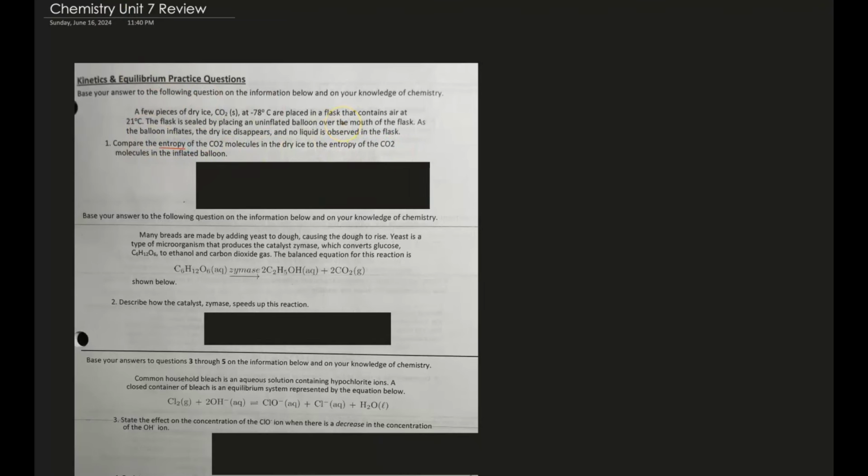So entropy is just the measure of the disorder of a system, all right? So if we go from CO2 molecules in dry ice, which is a solid, to CO2 molecules in an inflated balloon, where they're going to be gas, what happens to the disorder? Well, the structure of a solid is much more fixed, versus gas molecules, which go all over the place. And so it's not hard to see which one's more disordered here. It's going to be the gas. And so the entropy of the molecules in dry ice will be less than that of the ones in an inflated balloon.